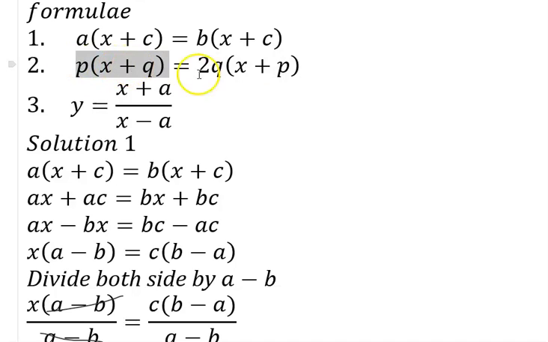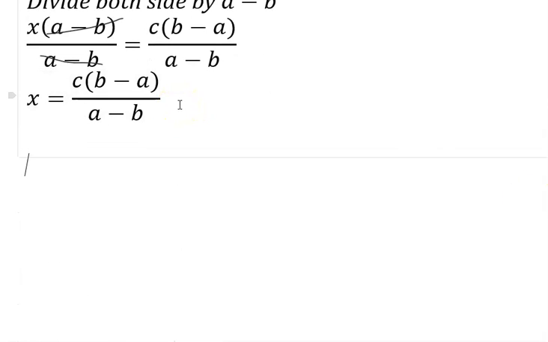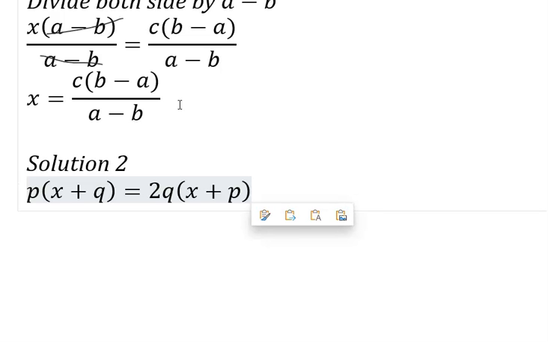So the second question now. So we come here, we say solution number 2. Awesome, that's the question. Now, we have P, open bracket, X plus Q, equals 2Q, open bracket, X plus P. Now, we have to make this X the subject of the formula. So we have it here, we have it here. First thing first, we open up this bracket. That's the first thing we are going to do.